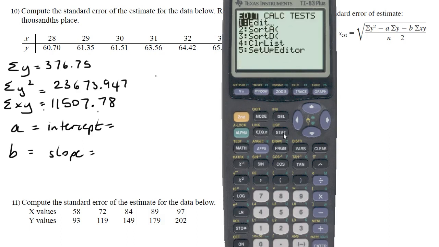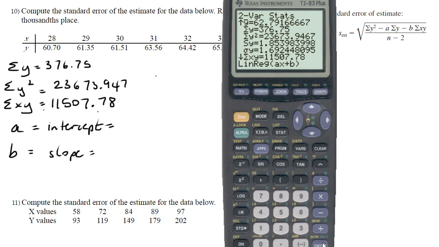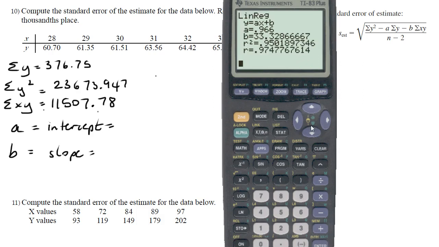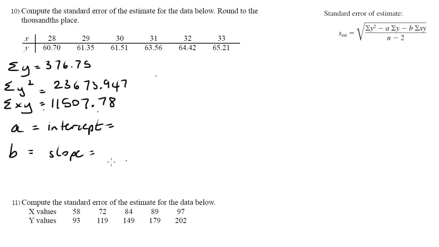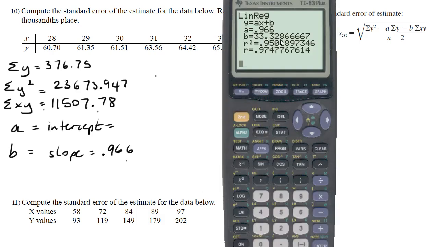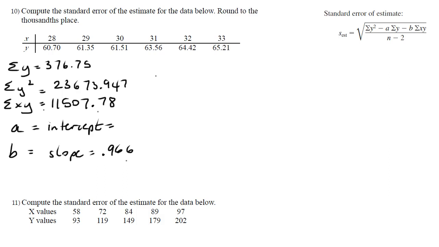Again, my data's all in there. So I can just go over to calculate linear regression. Enter. And I get A and B. Now remember, A is the slope in our calculator. So that's here, 0.966. And the intercept, 33.329. So now I have everything I need.